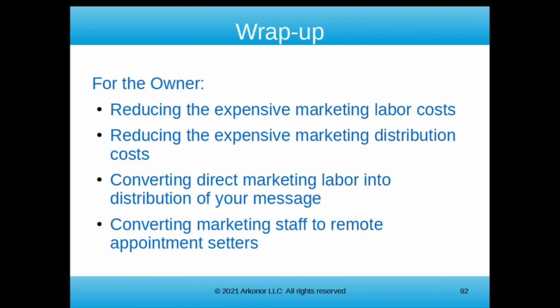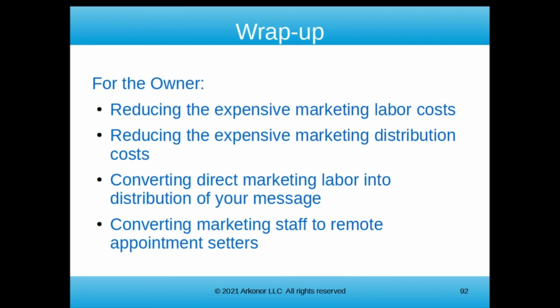For the owner, we're reducing the expensive marketing labor costs, and we're reducing the expensive marketing distribution costs, converting direct marketing labor into distribution of your message, converting marketing staff to remote appointment setters. As a small business owner, I can't afford to pay someone $600, $700, $800 a week for a 99% failure rate. I can afford to pay $600 to $700 a month for a 99% failure rate, where a remote appointment setter can make 2,000 initial contacts in a month compared to 1,200 for a cold calling sales agent without the need of commission. The goal is to remove my risk and the agent's risk.